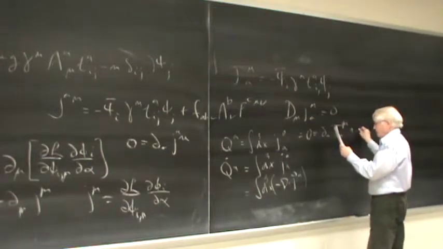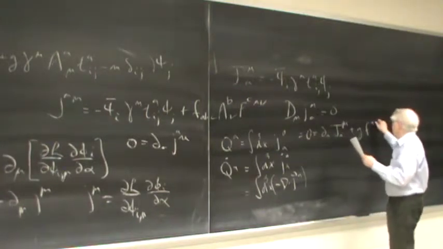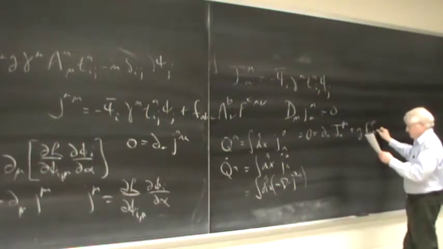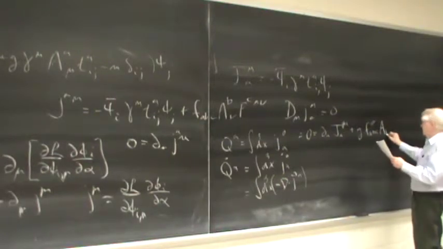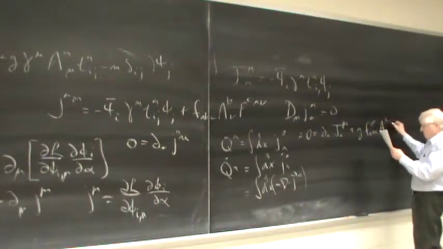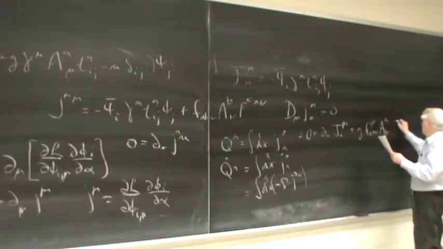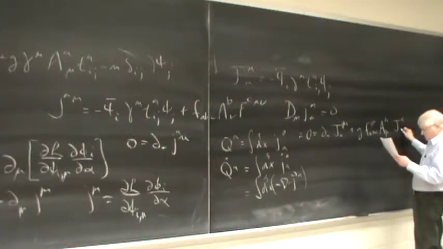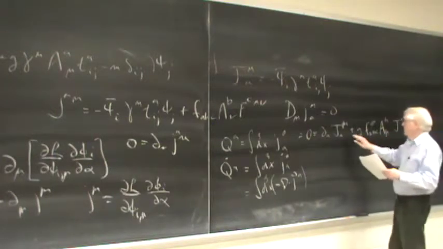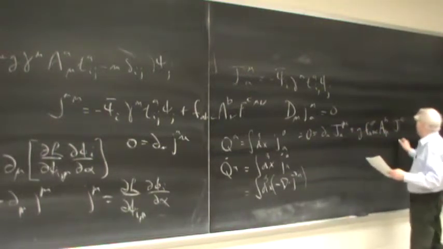Mu plus G F A B C A. Let me try to get the indices right. Mu B, J C. I'm running out of indices. Oh, there's an... that's in here.